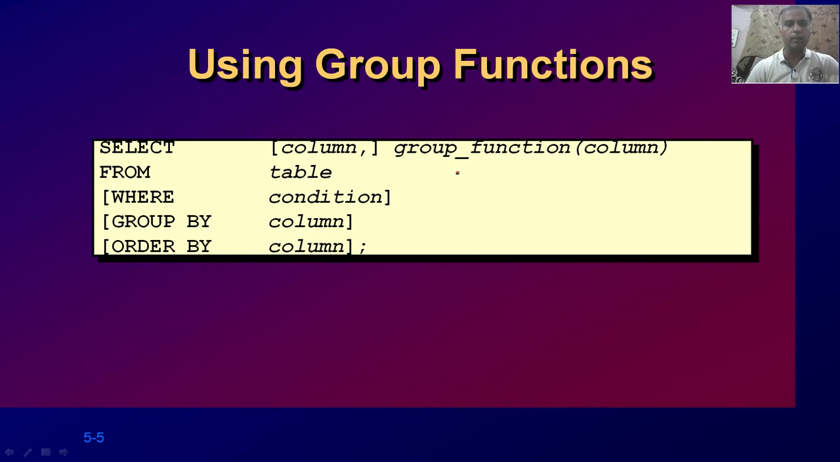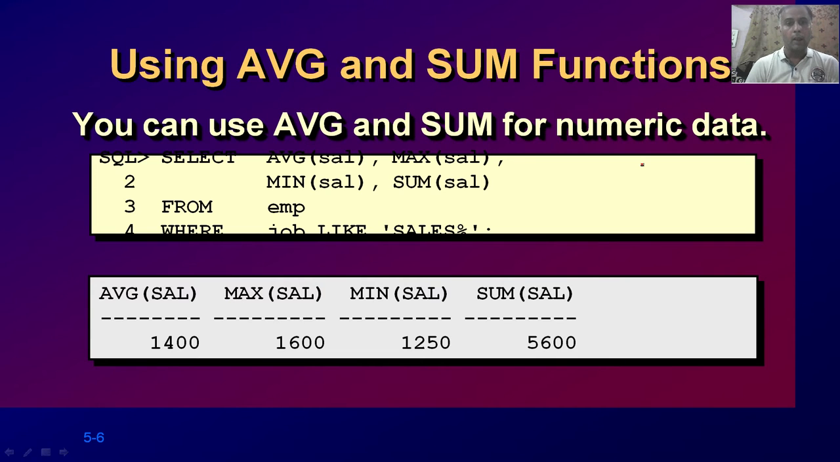Select statement, number of columns, group function name and column name from table, where condition, group by and order by clause, as we discussed, ascending and descending order. Group by we can use it. So here we use the average function and sum function.